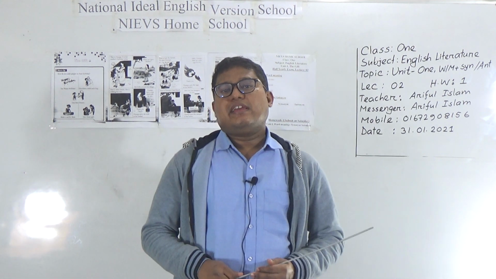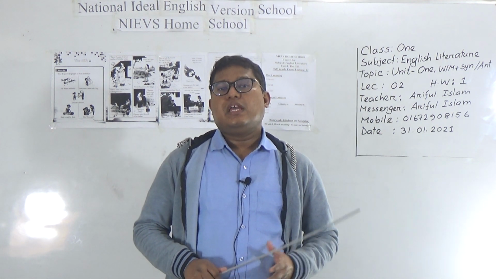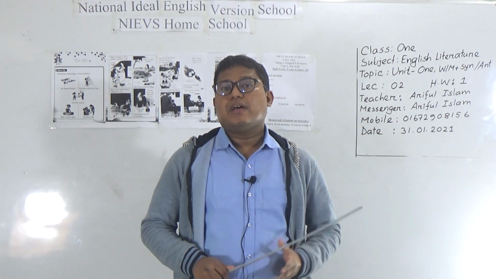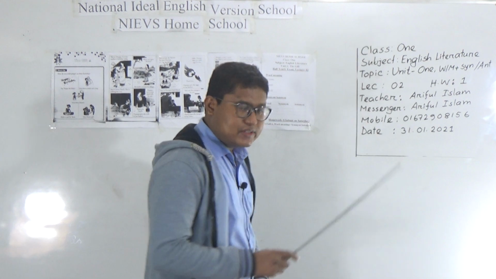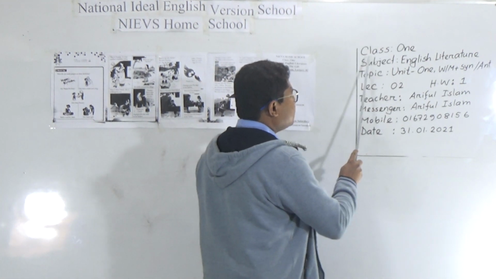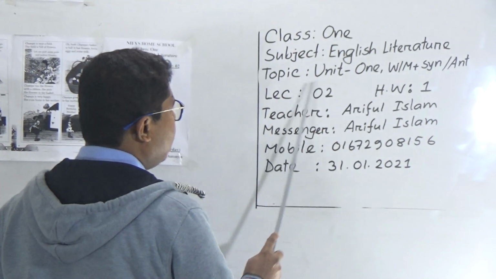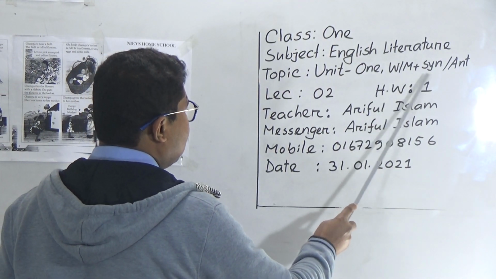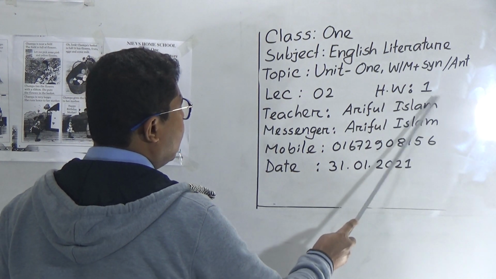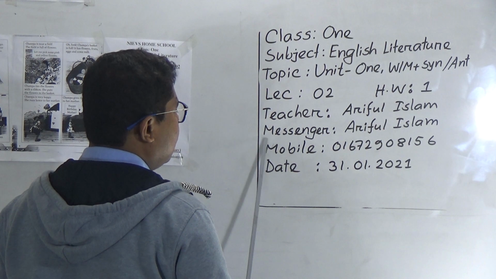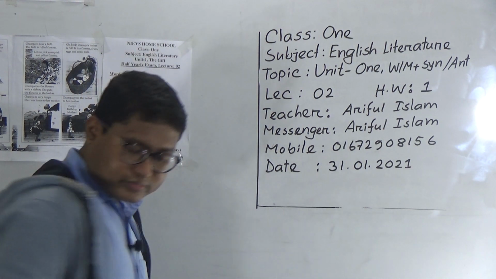Today I'm going to take an English literature class for class 1 students. What is today's topic? Unit 1 discussion, plus word meaning and synonym antonym, CW. So let's see our today's class. Today's class 1, subject English literature, topic unit 1, word meaning plus synonym antonym CW. Lecture 2, SW1, teacher Ariful Islam. This is my messenger ID, mobile number, and today's date.